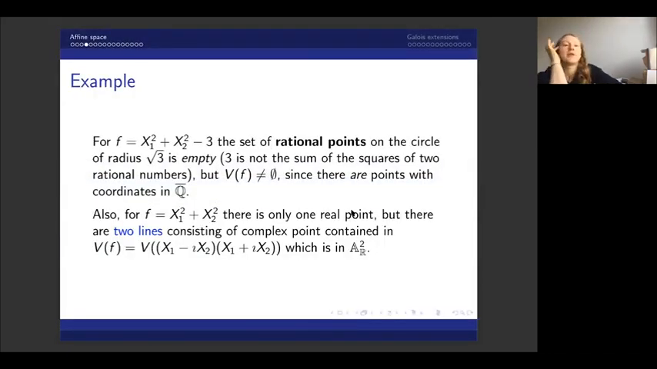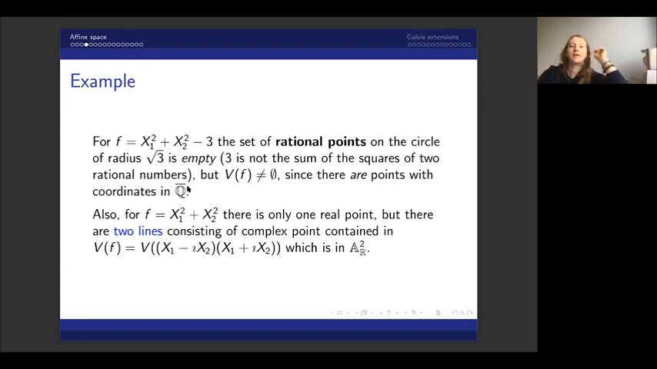But I have another example, or non-example. If you change this a bit and put minus 3, what happens? The set of rational points on the circle of radius square root of 3 is just empty, because 3 is not the sum of squares of two rational numbers. However, you still have points with coordinates in Q bar, right? So it's not completely empty. You have points in Q bar.